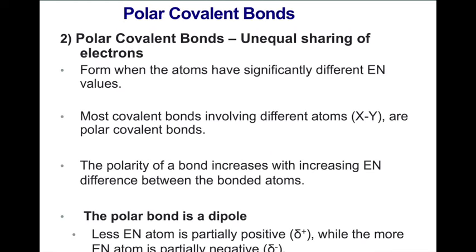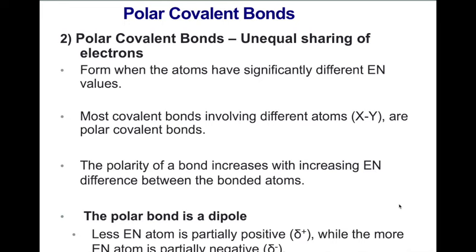Polar covalent bonds, on the other hand. So we've got elements bonded together that have significantly different electronegativity values. So we see this very often. Of course, whenever something's bonded to fluorine, that's going to happen. Oxygen's another electronegative atom. And so you end up seeing this polarity difference whenever you've got significant differences in electronegativity.